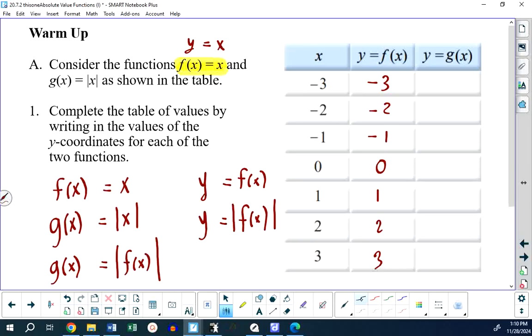And again, I struggle with this because many of you will think I'm making things intentionally more confusing than they need to be, and it's not my intention. If I say what is the y coordinate on g of x, I'm talking about this function. I'm talking about y equals the absolute value of x.